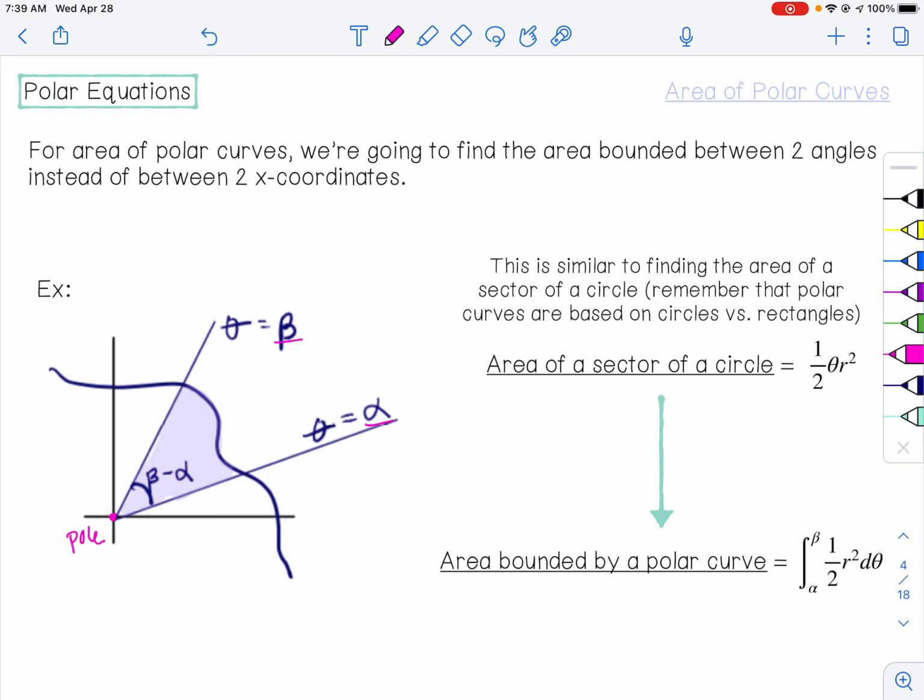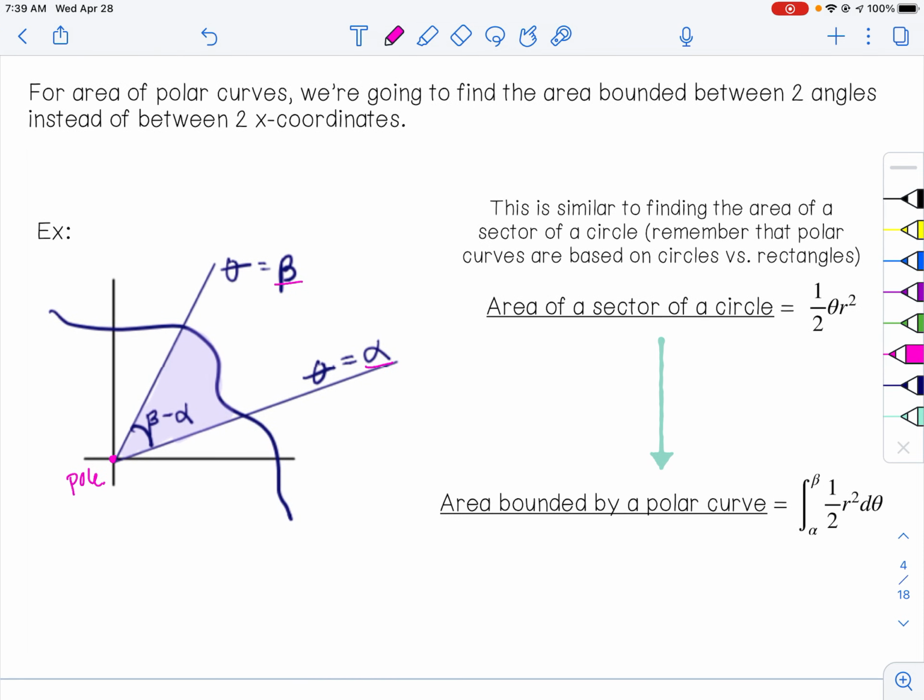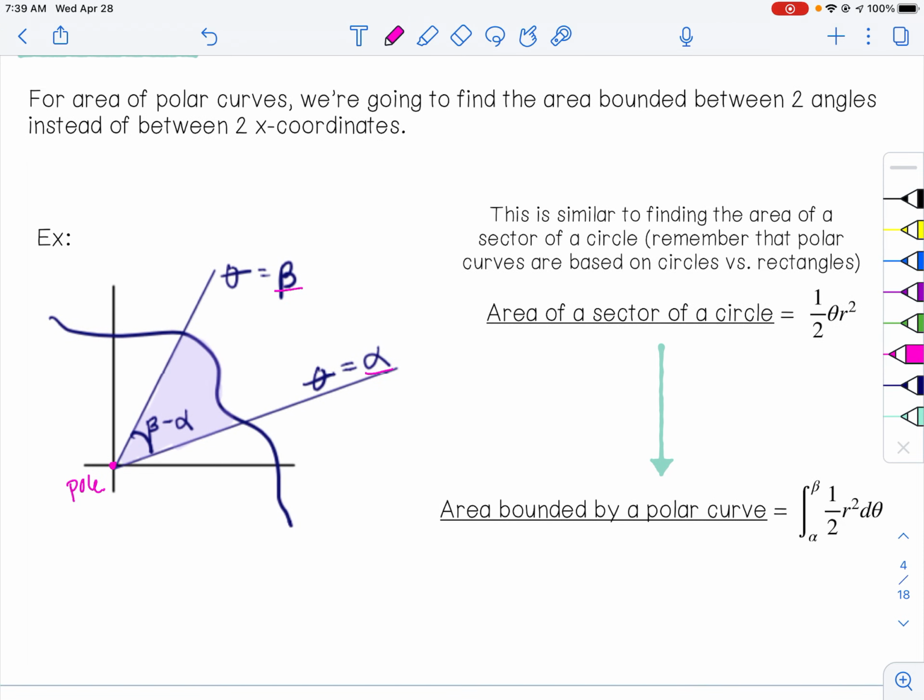right? So when we're finding the area of a piece of a polar curve, it's very similar to finding the sector of a circle, right, which is just a fraction of a circle. So this formula, when we have it in the angle in radians, turns into 1/2 times theta times r squared. So we can convert this into area of a polar curve by just creating that as an integral, where we integrate that formula between the two angle lines that we're trying to find.